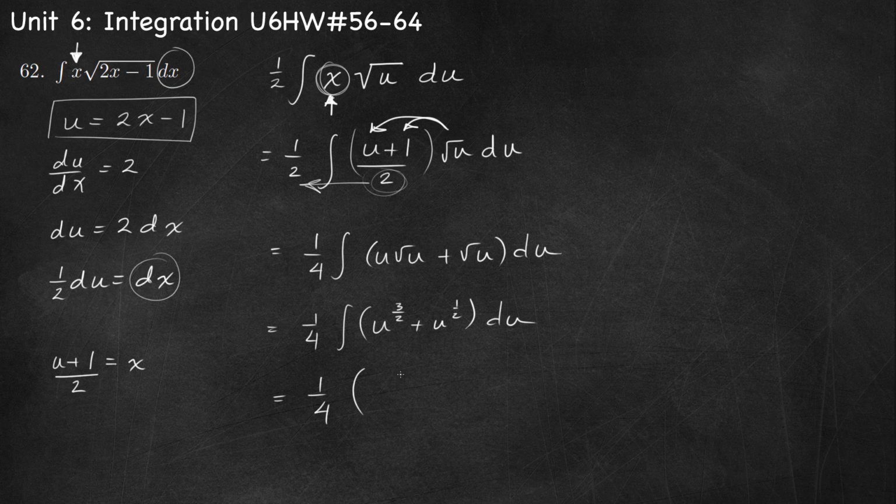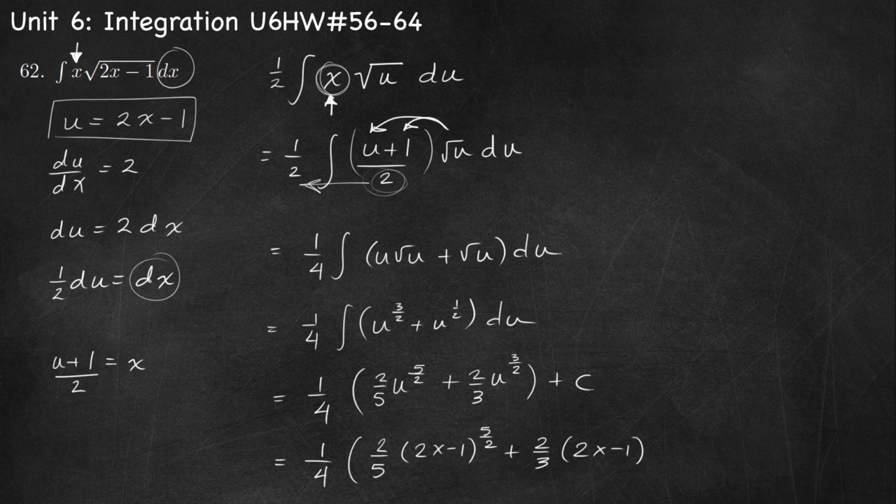So we get u to the 5/2 times 2/5 plus u to the 3/2 times 2/3, and then plus our constant c. And then we substitute back in for u. So 1/4 times 2/5 (2x minus 1) to the 5/2 plus 2/3 times (2x minus 1) to the 3/2 plus c.